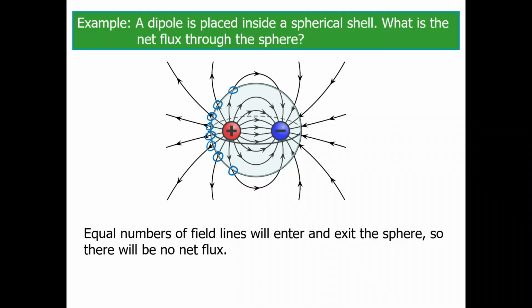Okay, so we have an exiting here, 1, 2, 3, 4, 5, 6, 7, 8. There are 8 field lines exiting, and 1, 2, 3, 4, 5, 6, 7, 8 field lines entering. So even though this field is very non-symmetrical, and it would be very difficult to do any sort of flux calculations like we did with the cube, I can tell that there's no net flux because the field lines entering and exiting are the same.